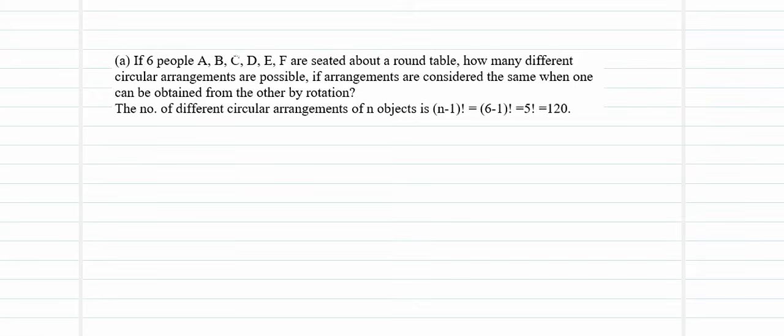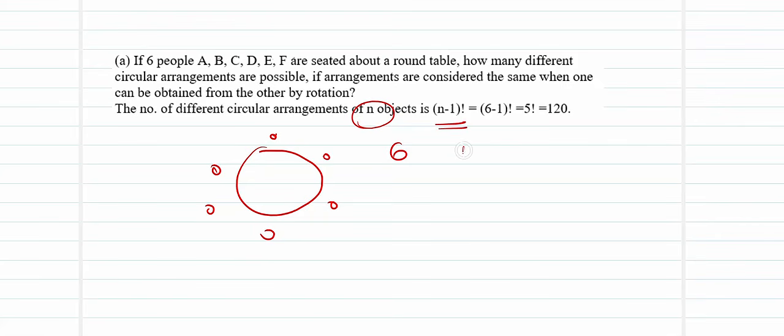So 1, 2, 3, 4, 5, 6 along the circle, 6 people are being made to sit. So there are going to be n different objects, here 6 different objects for us, and the number of ways in which we can arrange is going to be 6 minus 1, so it is going to be 5 factorial, and it is going to be 120.